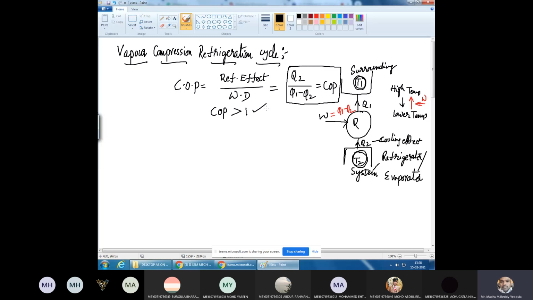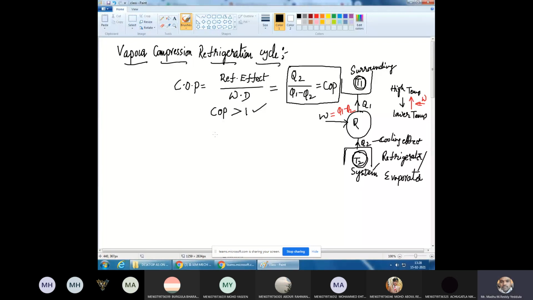Now coming to our vapor compression system. Any doubt in the working of a refrigerator? Anyone, please answer. How a refrigerator works, you have an idea, right? Yes, sir. So you have no doubts, right? No doubt, sir.